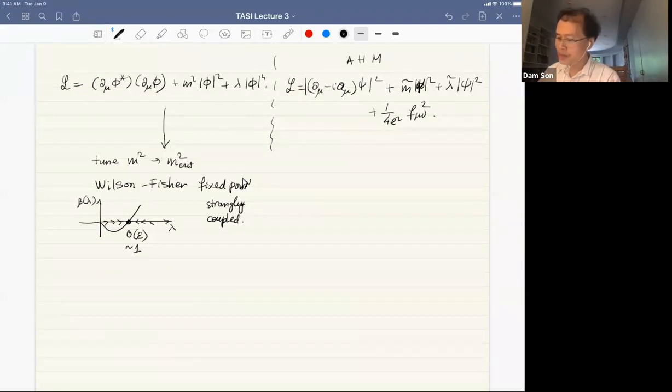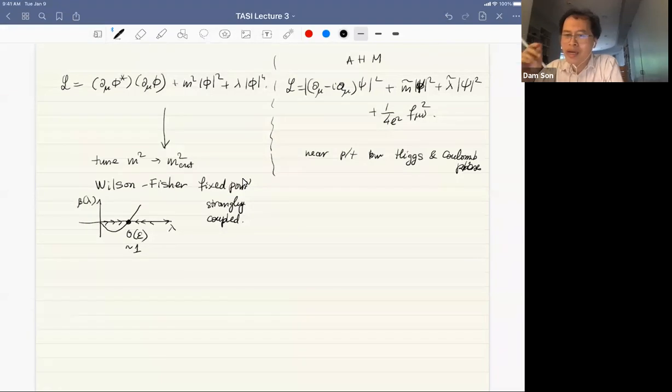On the other side, we have the abelian Higgs model, and we assume this is near the phase transition between Higgs and Coulomb phases. And presumably, if the duality is correct, then the physics at the fixed point and near the fixed point are the same.